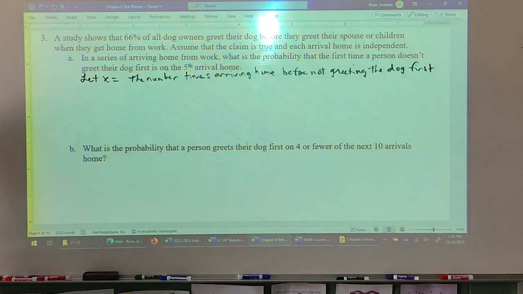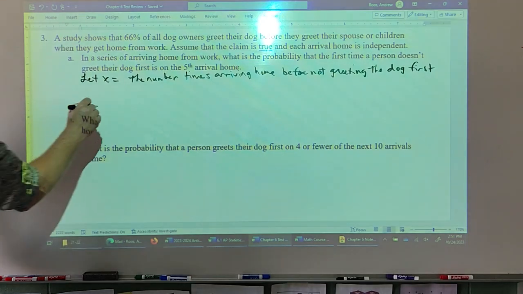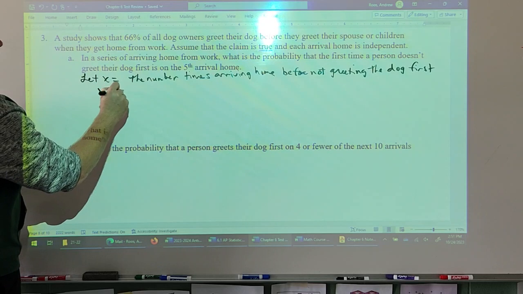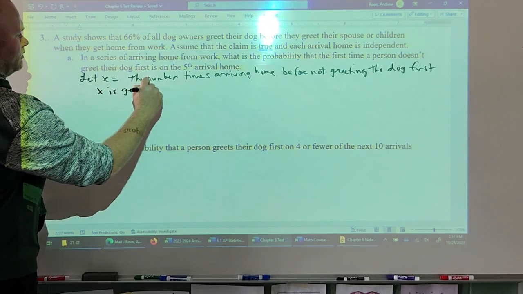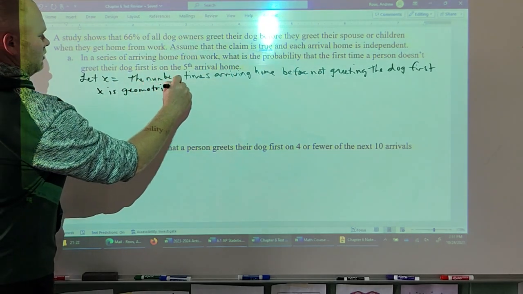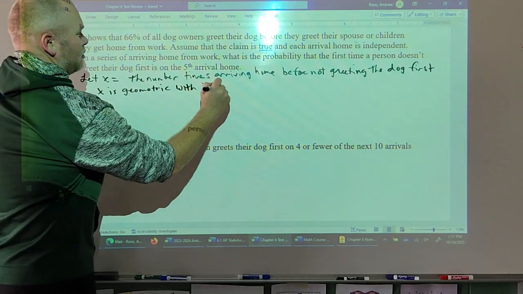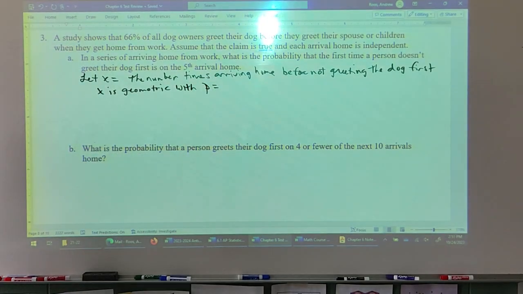Okay, so then with these, as hopefully I have taught you throughout the chapter, we need to state what kind of a distribution x is going to follow. So we said x is geometric with a probability of success of, now what do we want to use here?